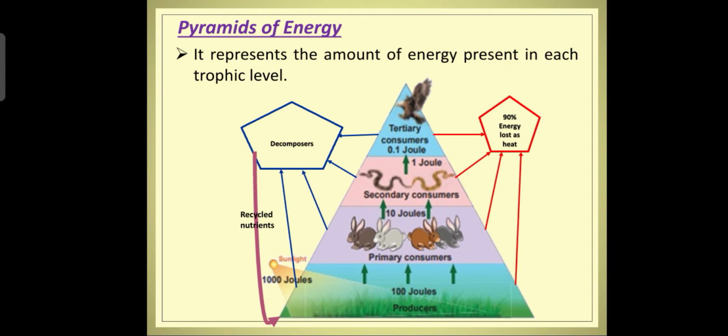Also, decomposers like bacteria and fungi can acquire nutrients and energy from all the trophic levels by breaking down dead or decaying organisms. Then the nutrients go back into the soil and are taken up by the plants again. It is called the nutrient cycle. Energy pyramids are expressed in terms of energy per area per time, that is kilojoules per square meter per year.